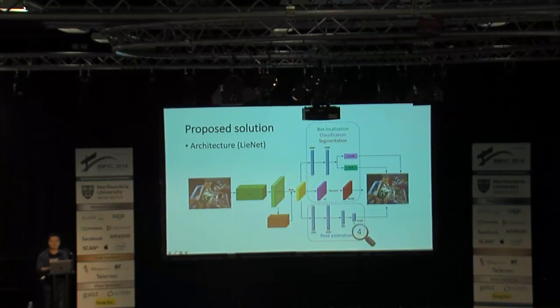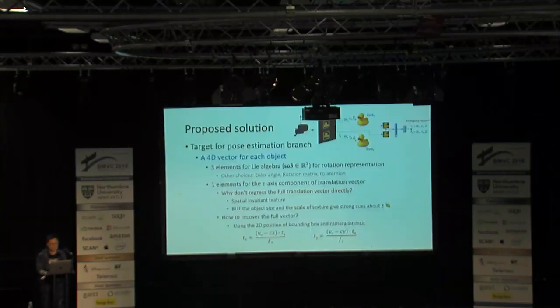Since the problem we are addressing here is to find the six degree of freedom pose for each object, but here you can see we only predict four parameters for the pose representation. Why is that? You can never recover a six DoF pose from just four parameters, is that right? To answer that question, let's first find out what these four elements are. The target for the pose estimation branch is a 4D vector. The first three will be the Lie algebra for the rotation representation.